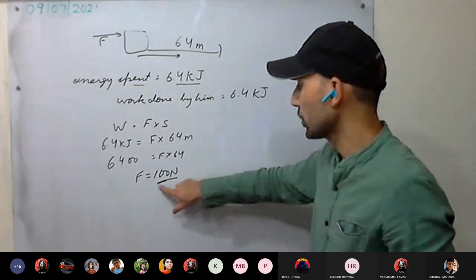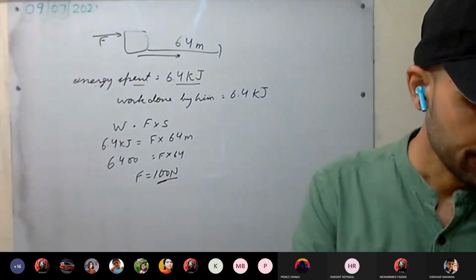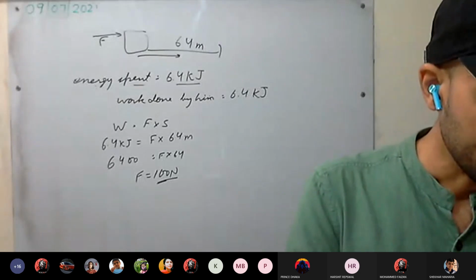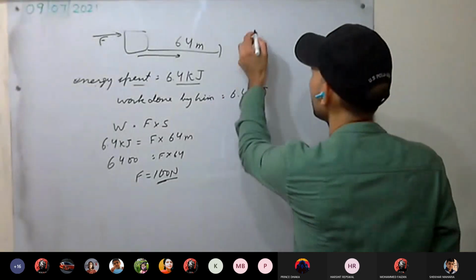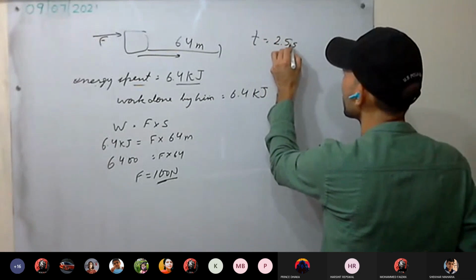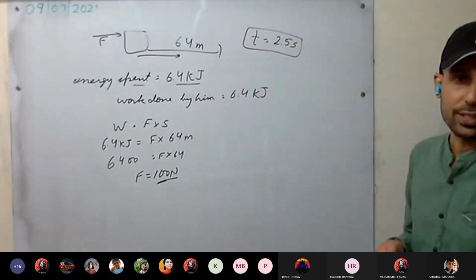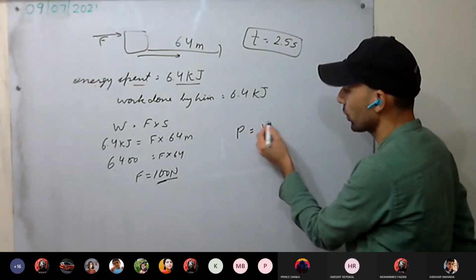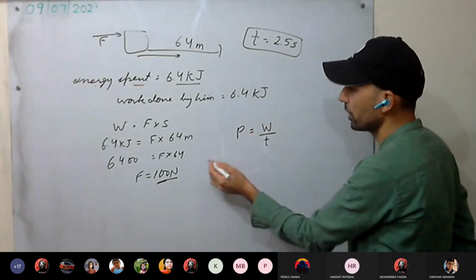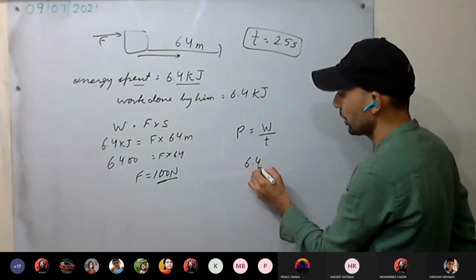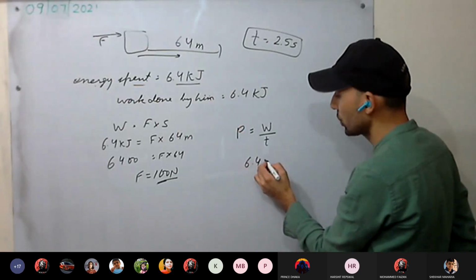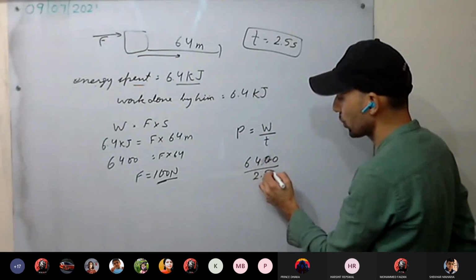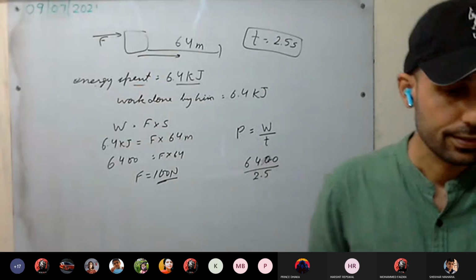Okay, force we have got. Now what we have to calculate? The power spent by the man. He has taken how much time in displacing it? T is given 2.5 seconds. In this time, he has displaced the body. So power is what? Work done or the energy spent divided by time. Work done is 6.4 kilojoule into 1000, 6400, divided by time, 2.5 seconds. Calculate it.